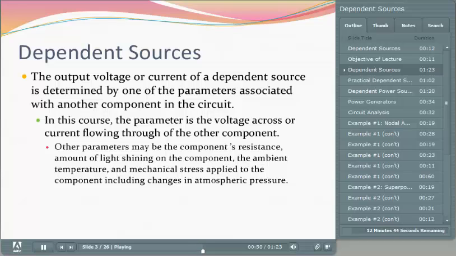Other parameters that are used are the amount of light shining on a component, which is used in a number of photosensors, and the mechanical stress applied to, say, a strain gauge or a MEMS sensor, where MEMS means micromechanical electrical sensor. These components can be used to measure the changes in atmospheric pressure, or in the case of a MEMS accelerometer used in your car, can figure out when you've had a very sudden stop, like you've been in an accident, and allows the circuit to then deploy the airbag.